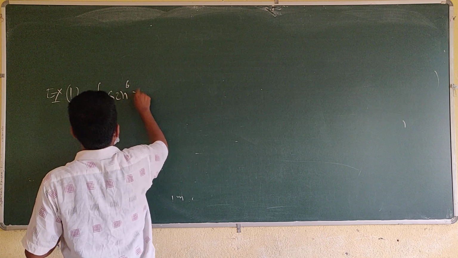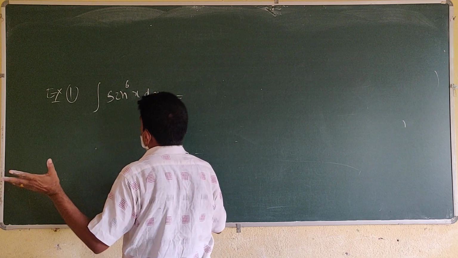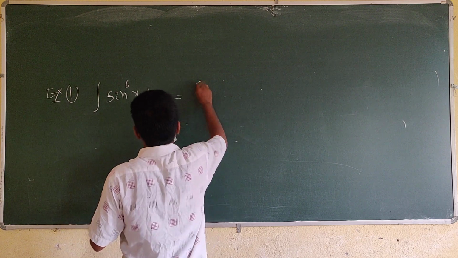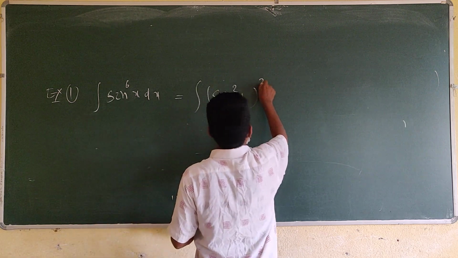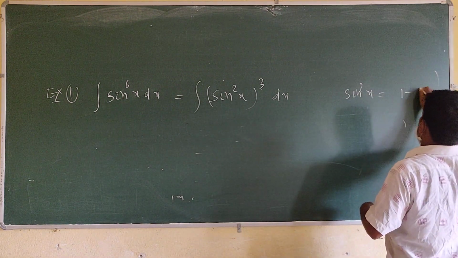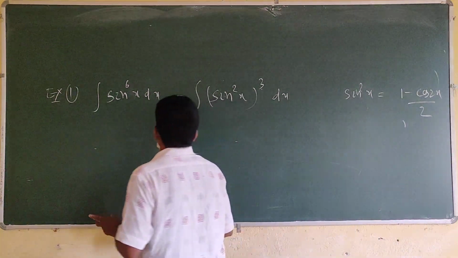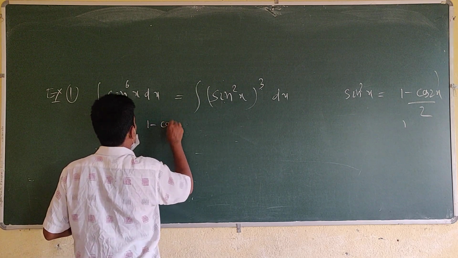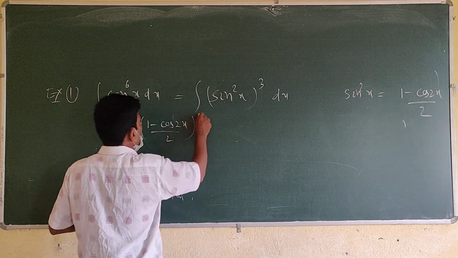How have I solved the problem sin 6x dx? There are 2 processes. You can solve it in 2 processes, but I am taking the first process. In your classroom, I will explain the second process also. So sin square x to the power 3. You know sin square x is equal to 1 minus cos 2x by 2. So instead of sin square x, put 1 minus cos 2x by 2, whole to the power 3, dx.